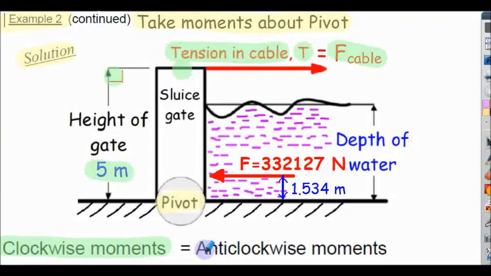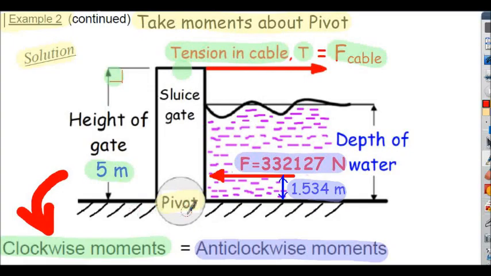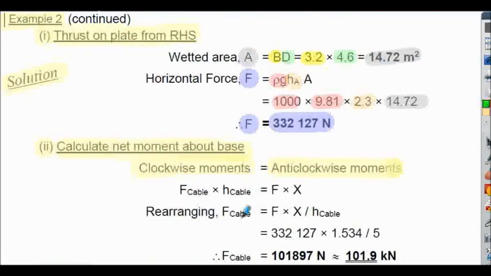If we now consider the anti-clockwise moments about the pivot point, there's only one in this case, that will be the force generated by the pressure in the fluid multiplied by the x dimension, the height to the centroid of our pressure distribution in the channel, and that will essentially generate an anti-clockwise moment about the pivot. So here's the calculations. F cable multiplied by the height of the cable from the pivot point, 5 meters, is equal to the force from the fluid multiplied by x, which is the distance to the centroid from the pivot.